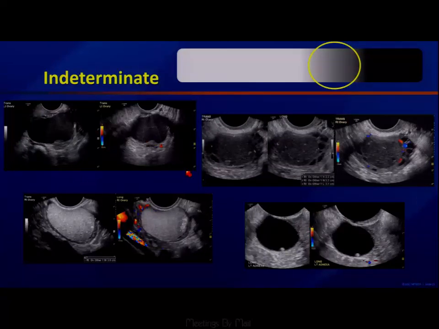Something with a peripheral nodule without flow, something that looks like an endometrioma, but not totally classic because it has more hyperechoic foci in the center, not the periphery, and it's a little more heterogeneous. This was suggestive of a dermoid, but didn't have all the classic features.